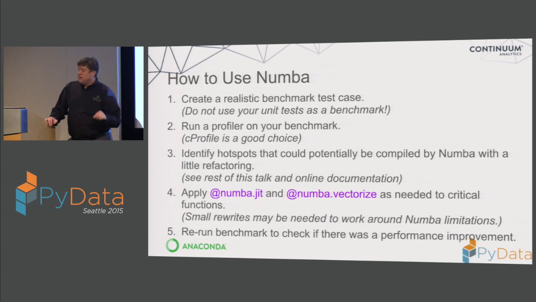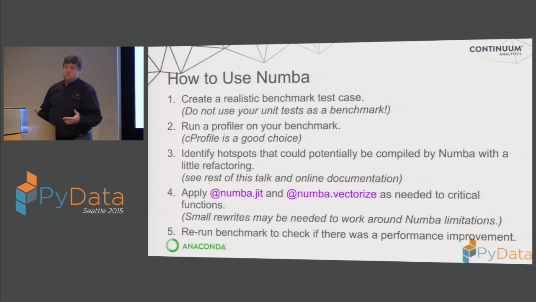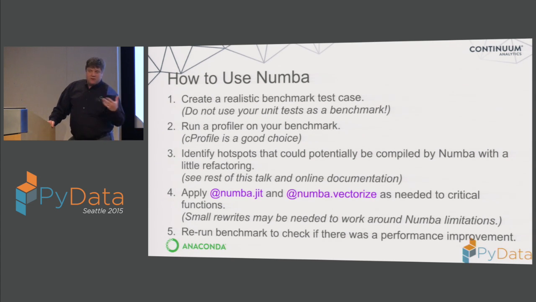So identify the hotspots that could potentially be compiled with maybe no refactoring, but usually there's a little bit of refactoring required, and then use JIT and vectorize in order to get those critical functions to be machine code. And then rerun the benchmark to see if there's a performance improvement. So we're going to talk about some of the Numba features here and give a whirlwind tour of features. The text here is inaccurate, a fast presentation put together last night.